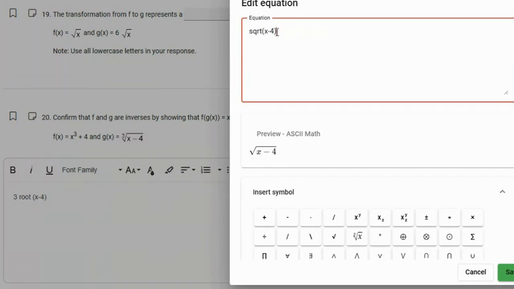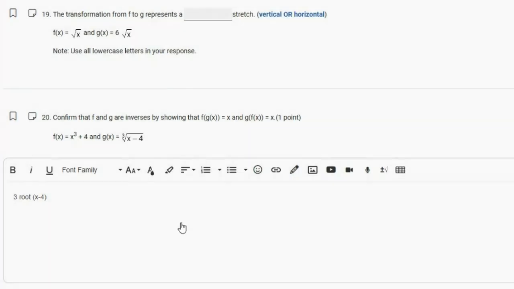But if I click the button right next to the square root, it asks, what root do you want? Well, I want the third root, and instead of x, I put it in parentheses, so it puts it all together. And look, it's the third root of x minus 4. It looks just like that. So use the insert equation button, right there. Big difference, because you'd have trouble making a third root otherwise.